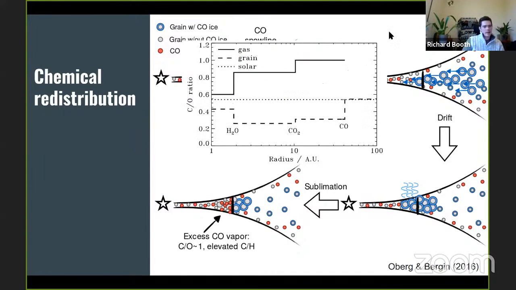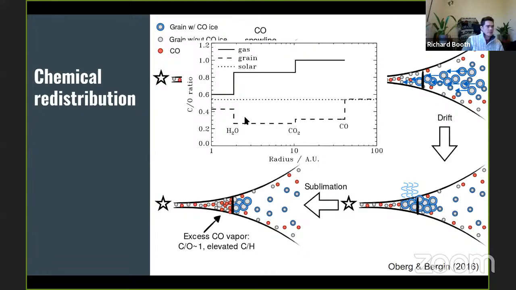So if you then look back at the picture I showed before from Karin Öberg, where we have now multiple snow lines, H2O, CO2, CO, and in each one of these snow lines, we can sort of expect a peak in the abundance of each of these species.